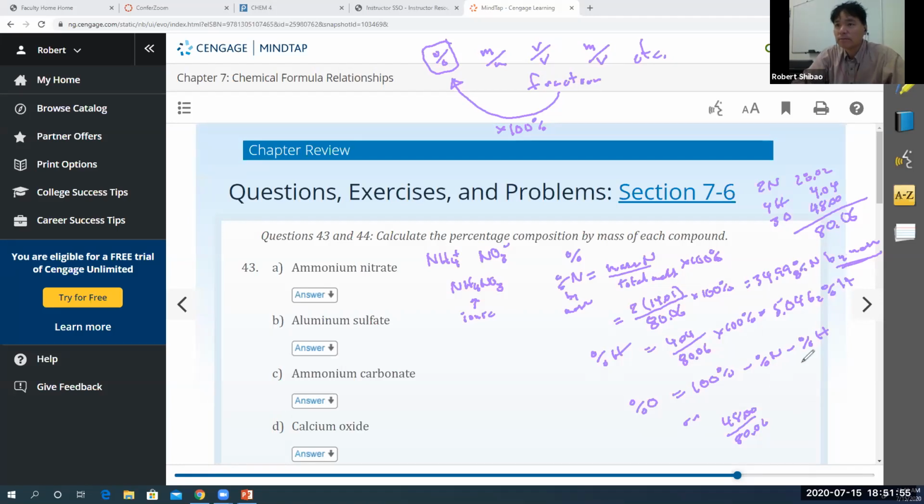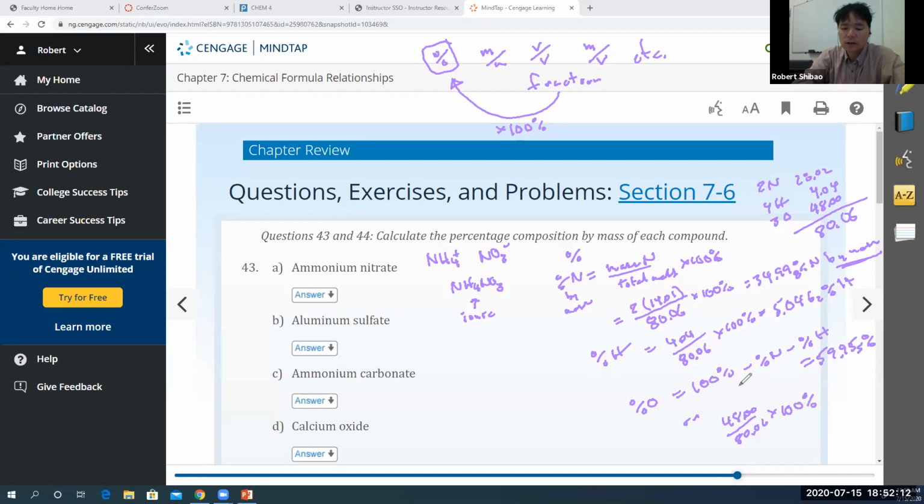59.955%. So this is 59.955%. I'll carry an extra digit there. If I did it this way, just calculating it, I should get the same answer within round off error. So let me go ahead and calculate it.